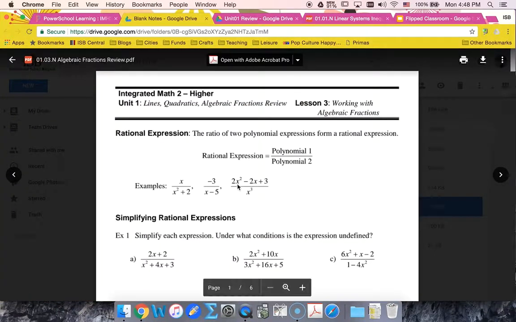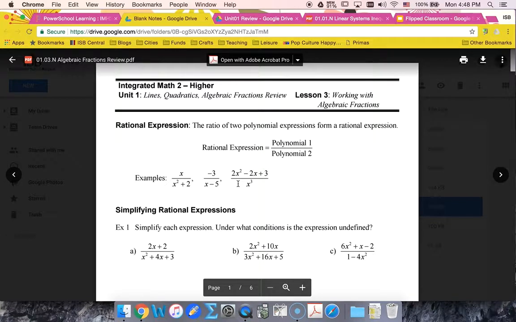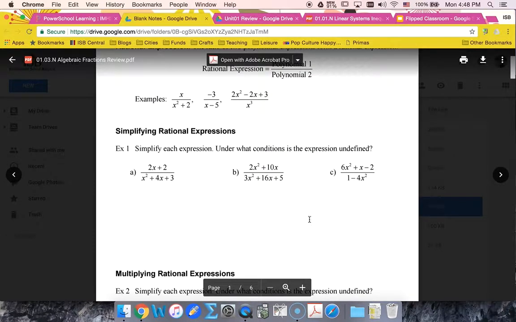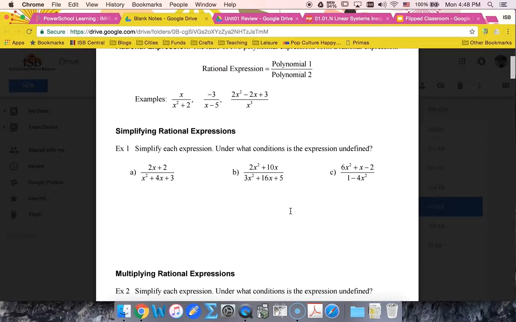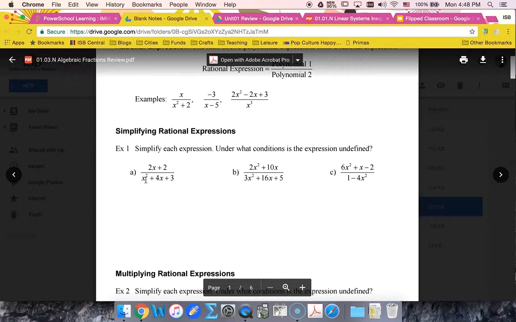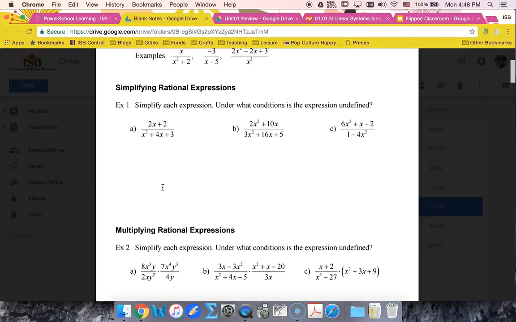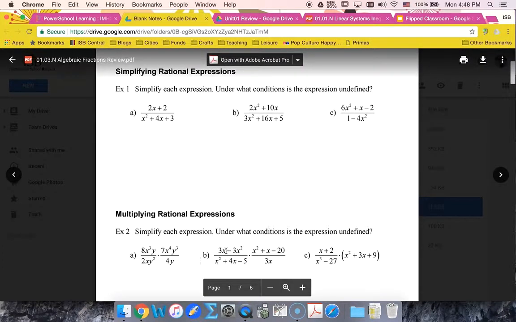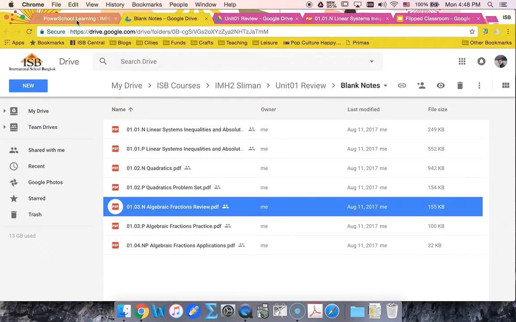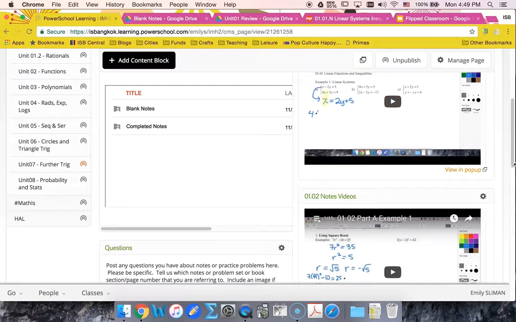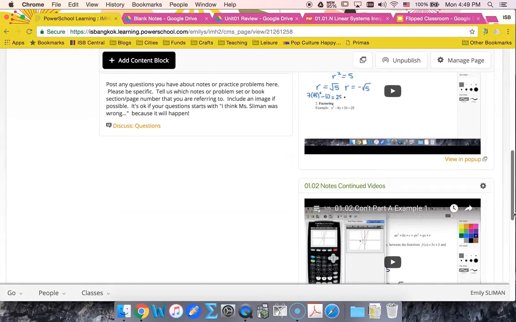So you have a bunch of things you could do with this. You could look at this and say, I think I know how to solve this, I'm going to try it on my own. Or you could look at this and say, all right, I know how to do example 1, but maybe I need help with example 2. So then you would come into Haiku and you would say, okay, this is lesson 3.